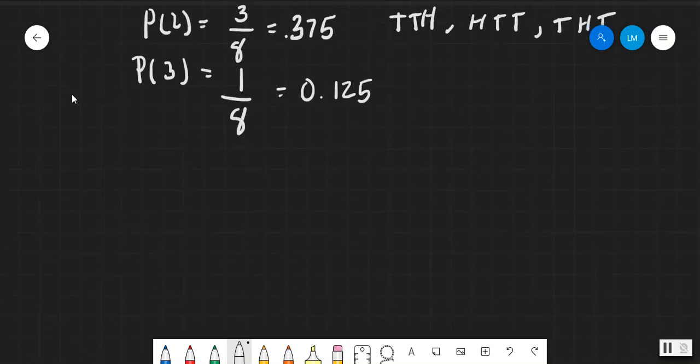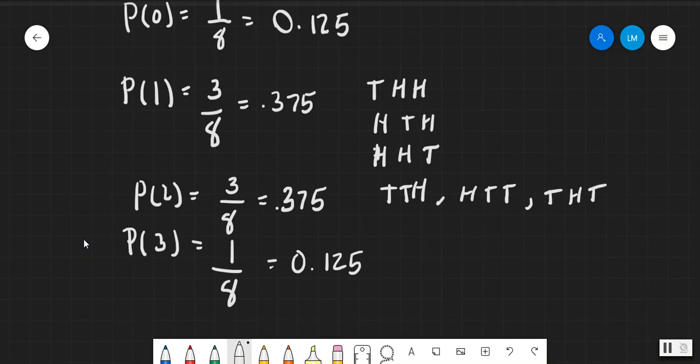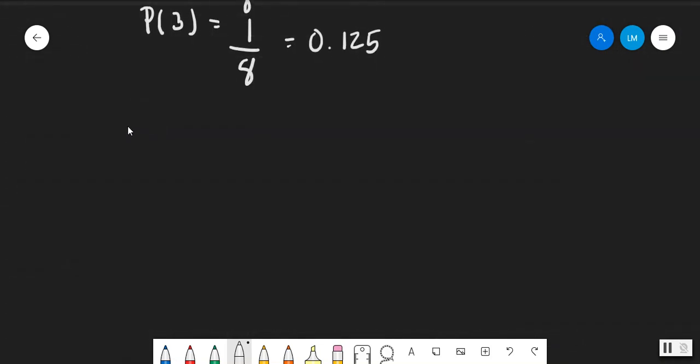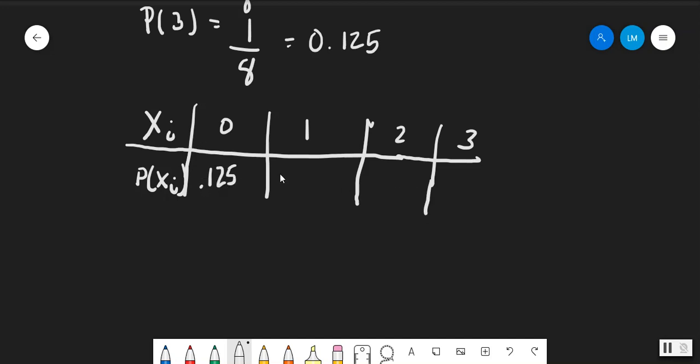So that means that now you can actually construct your table as follows. So just remember what they were. They're these right here. So if we go ahead and we write out our table, and let's say that we have the probability of xi, so let's go ahead and just write out each of these. So we have 0, we have 1, we have 2, and then we have 3. Now this was 0.125, this was 0.375, 0.375, and then we have 0.125.